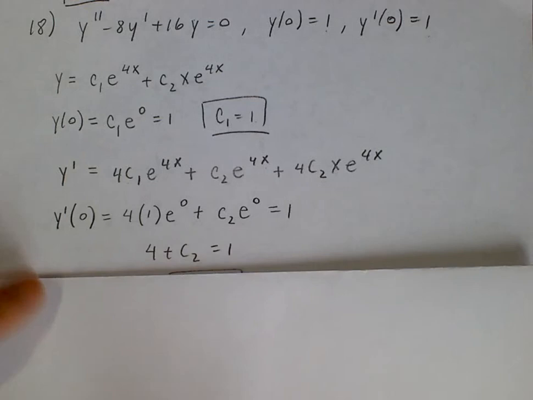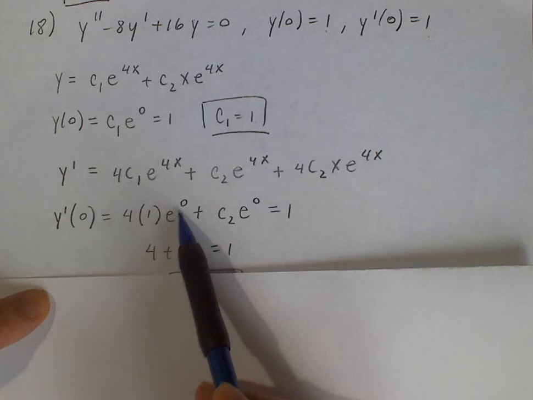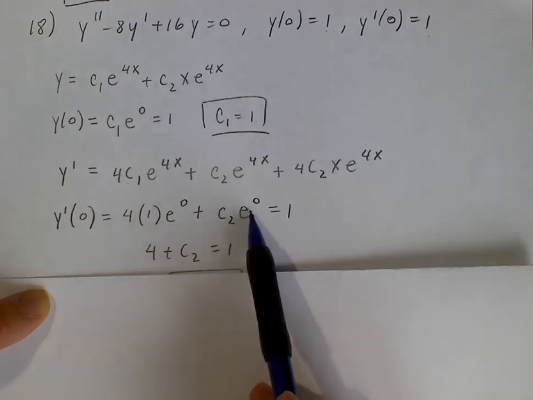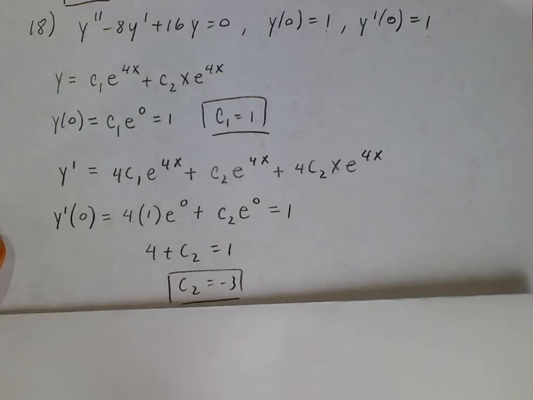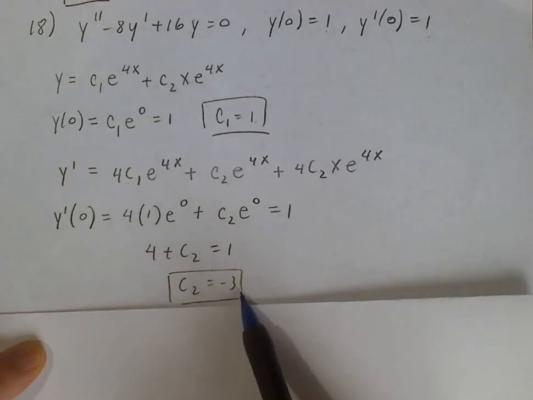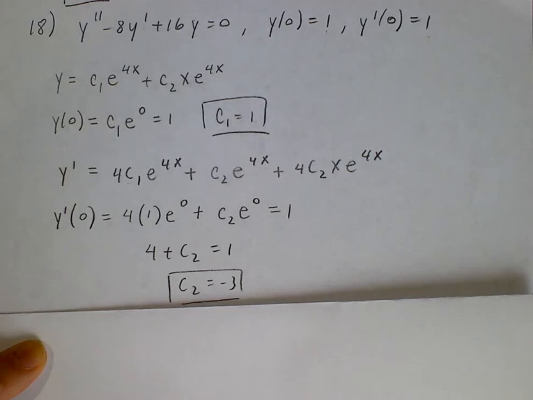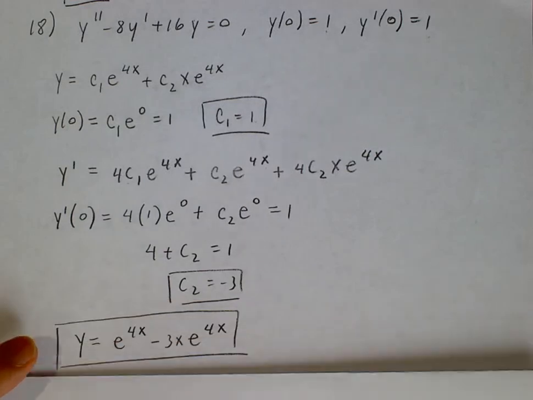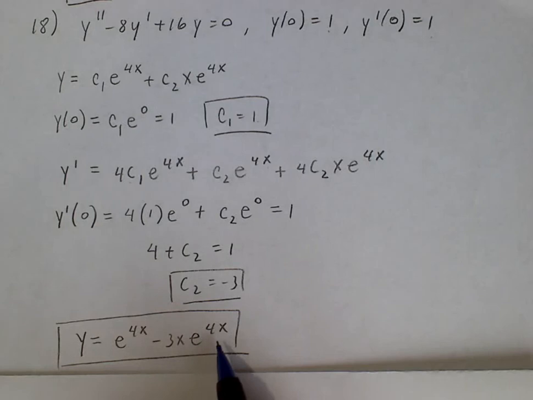So then when I solve this, I get 4 for this portion because e to the 0 is 1. And then c2 times e to the 0 is just going to be c2, and that is equal to 1. So then I get c2 is equal to negative 3. So now putting all of this together, I'm going to put the c1 and c2 back into this equation here. So my final answer on this comes out to be y is equal to e to the 4x minus 3x e to the 4x.